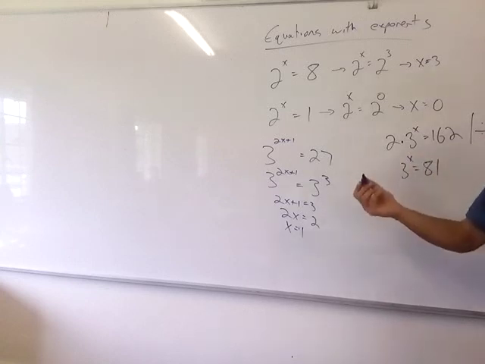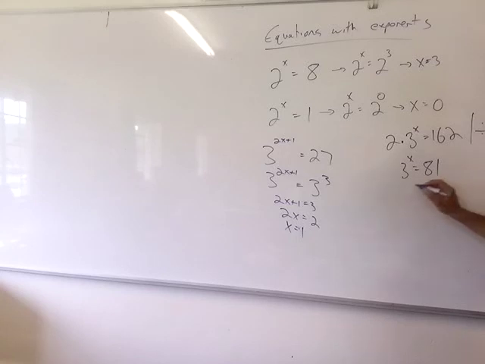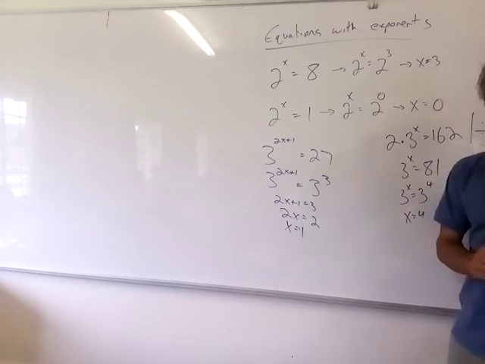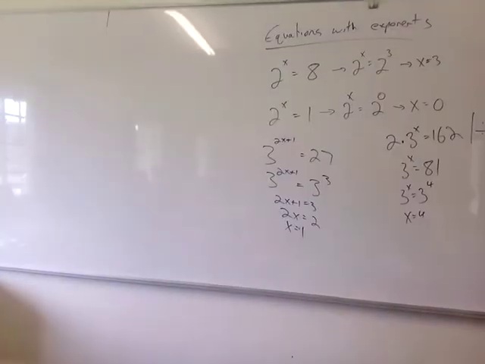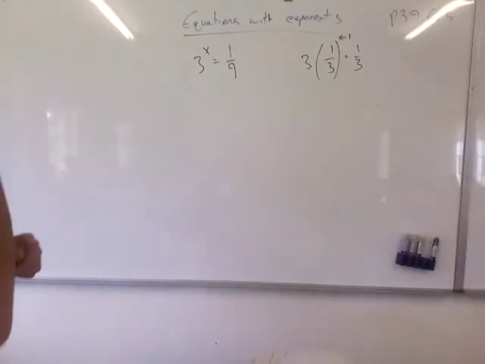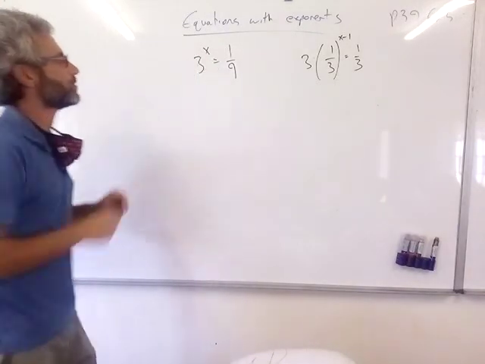And now the rest is fine. Instead of 81, I'll write 3 to the power of 4. X equals 4. I'll give you some exercises like this to work with, and then we'll take it from there. So is this even challenging? Nah. Right. Things get a bit trickier when suddenly we're also stuck with fractions.